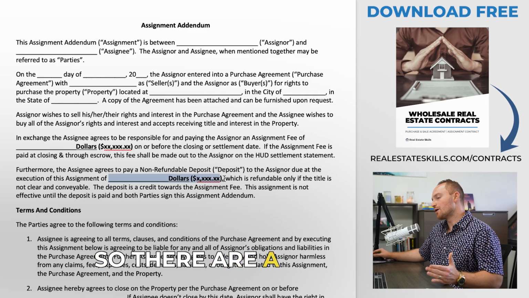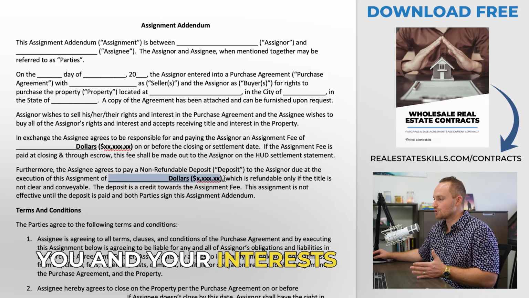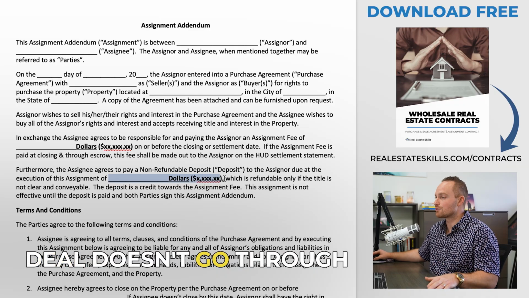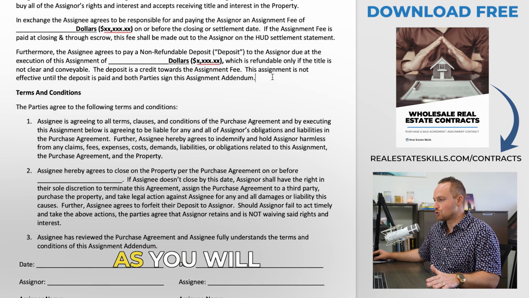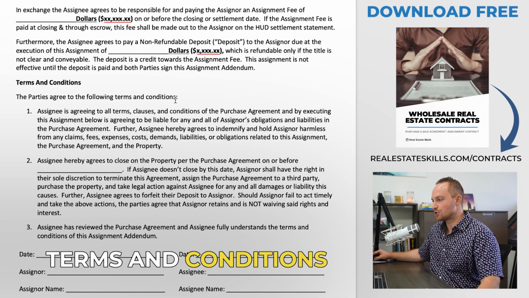So there are a number of reasons why we have this in here, but it's going to protect you and your interests and make sure that you get paid, even if the deal doesn't go through. So use it as you will. So moving on, terms and conditions. The parties agree to the following terms and conditions.